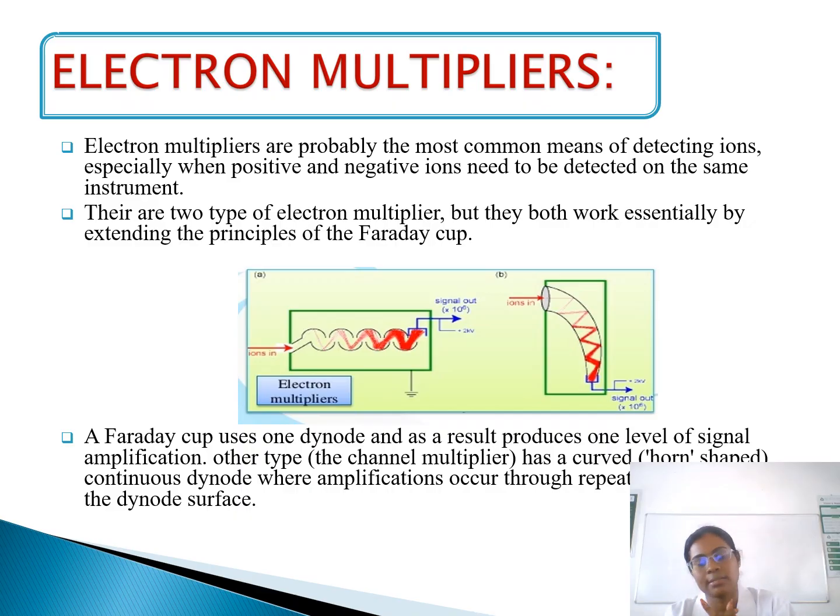And the electron multiplier. Electron multipliers are probably the most common means of detecting ions, especially when you need to detect positive and negative ions in the same instrument. There are two types of electron multiplier, but they both work essentially on the principle of the Faraday cup.